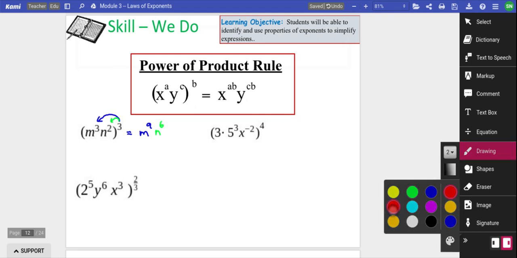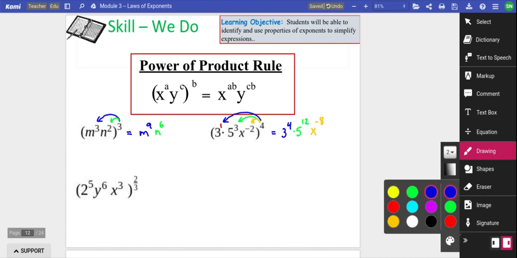Similarly on the next one. Now, the 3 does not have an exponent, so I'll be putting a 1. And we multiply the 4. 4 times 1 on the 3 gives me 4. Next one is 4 times the 3 on the 5. That would be 12. And last but not least, 4 times negative 2, I'm multiplying the exponents on the x, would be negative 8. For now, I'm only showing you the power of product rule, but you could simplify this problem further.